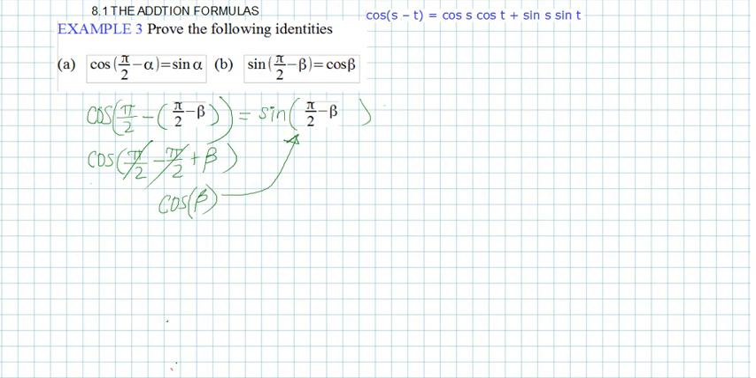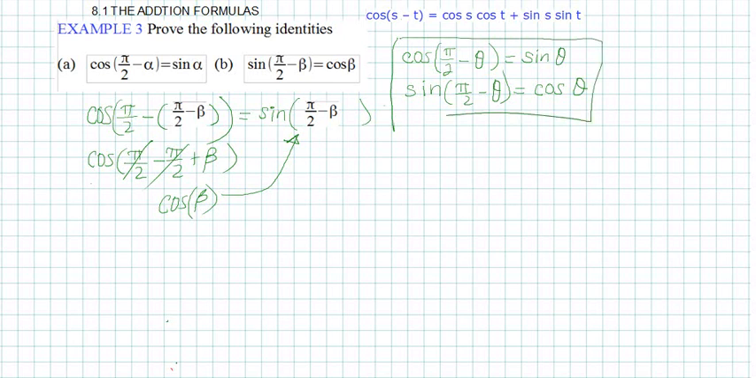And now is the time to memorize two important identities. So if you have a cosine of pi over 2 minus theta, this is actually just equal to the sine of theta. And likewise, if you have the sine of pi over 2 minus theta, this is just the same as cosine of theta. So memorize these two identities and call me in the morning.